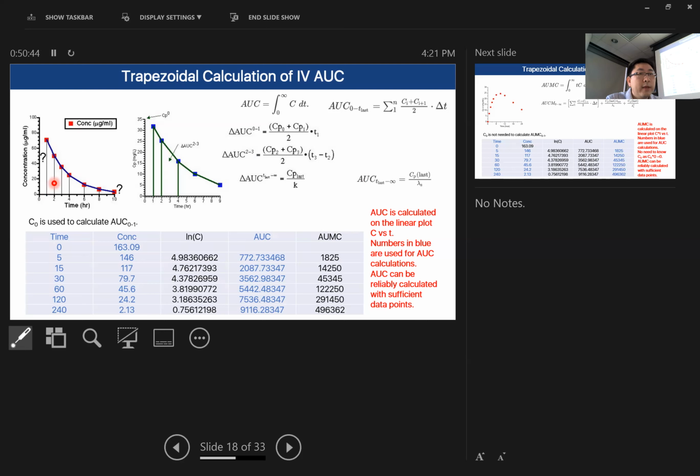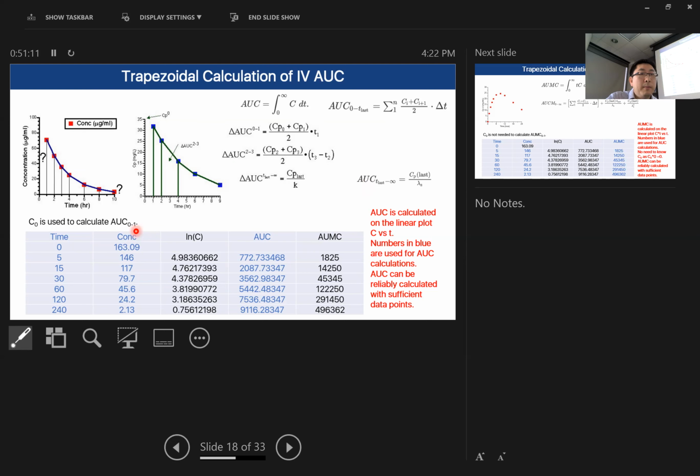But one thing here: remember, for IV injection, you do need the C0 to calculate the first part, from time 0 to the first data point. So for that, you do need a C0 concentration. That's why you calculate the C0, and then you can calculate this area. C0 is used to calculate the AUC from time 0 to the first data point.